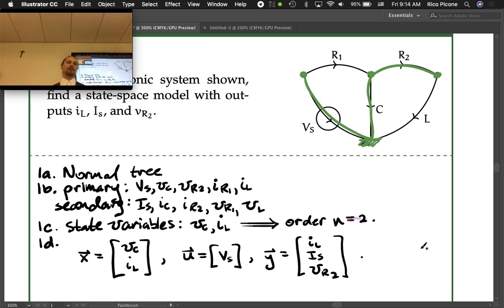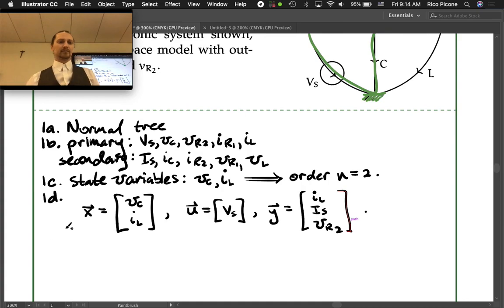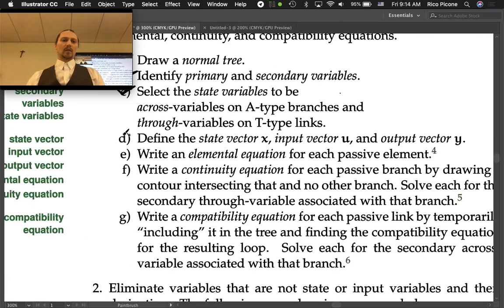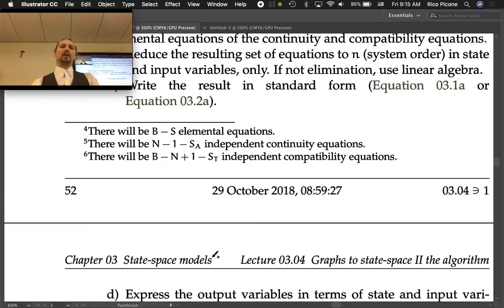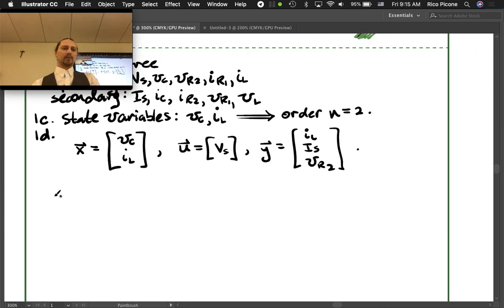Okay. So those are our state, input, and output vectors. Okay, so we've got that 1D done. 1E, write an elemental equation for each passive element. We're used to doing this. So for 1E, you can draw a little table.